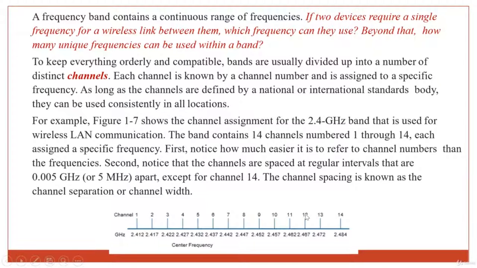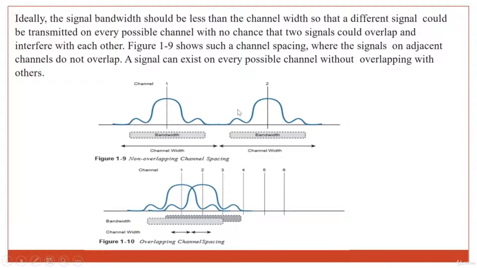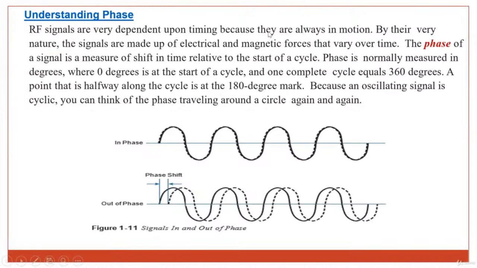So here you can see that you have 14 channels, and in between, the gap is 5 megahertz. Now again, if you look at overlapping and non-overlapping channels, you'll find that there is one condition: the signal bandwidth should be less than the channel width. So here you can see the signal bandwidth and the channel width. If the signal bandwidth is less, there is no overlapping. But if the signal bandwidth is more than the channel, so in between 1, 2, 3, 4, you have a small channel width, in that case you have overlapping. Okay, so these things should be considered.